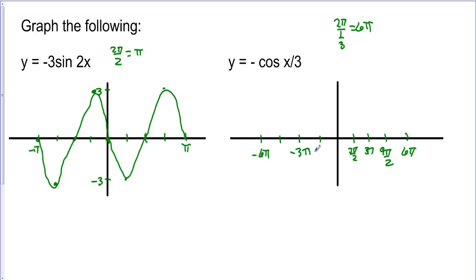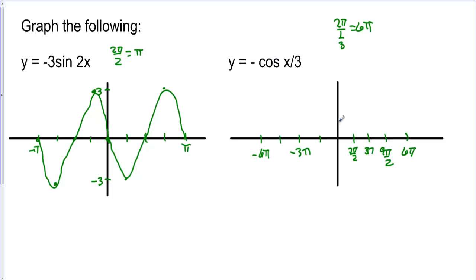Now, these graphs are not the same length. They're not the same width. If you go from 0 to pi, that is not the same as 0 to 6 pi. This is a much longer wave. But in order to make the graphing as easy as possible, we just find the period and make the fourth mark that value.